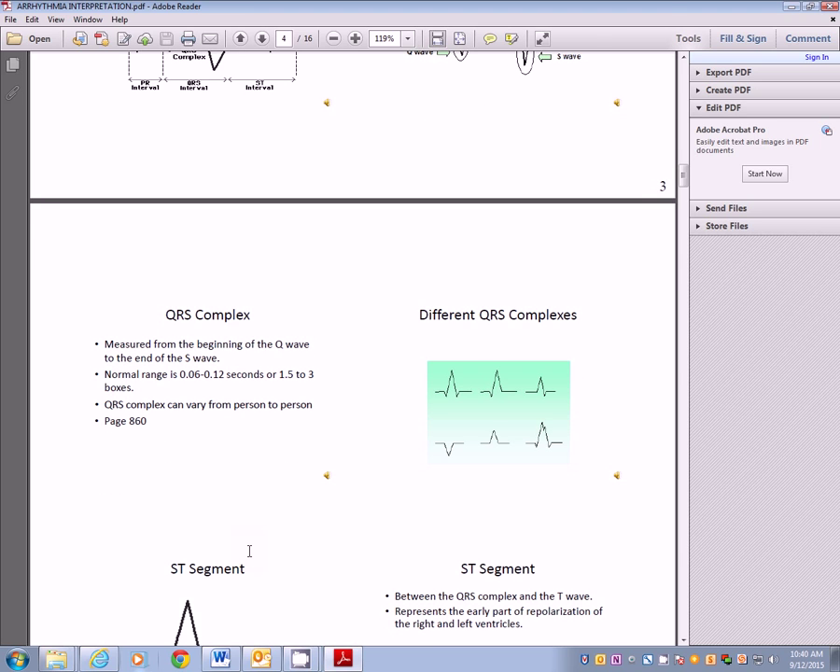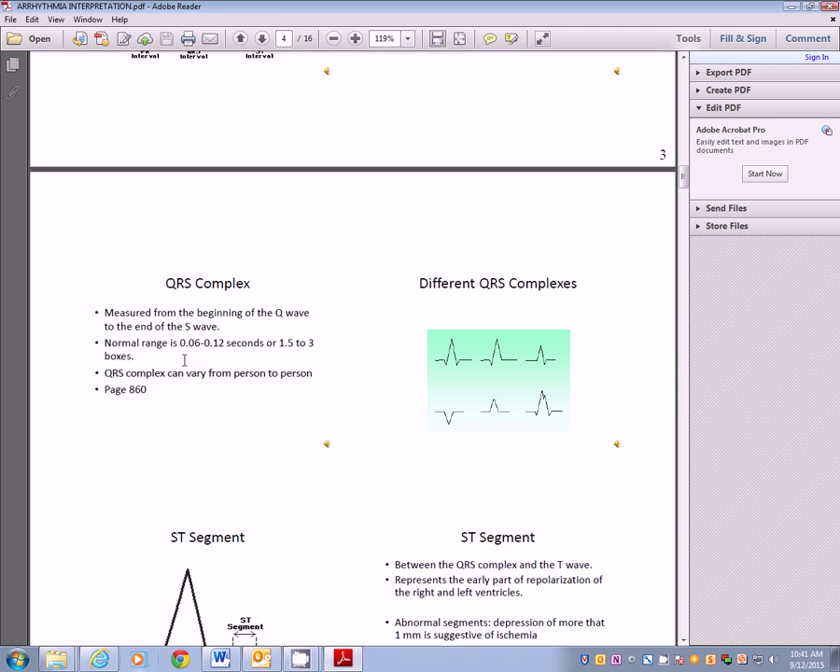All right, the QRS complex is measured from the beginning of the Q wave to the end of the S wave. She showed you in that video how to measure that. The normal range is 0.06 to 0.12 seconds, or 1.5 to 3 boxes. The QRS complex can vary from person to person as well. If we go back and look on page 860, that gives you a visual of the graph paper. And then under figure 30-12, it shows you how to measure those.